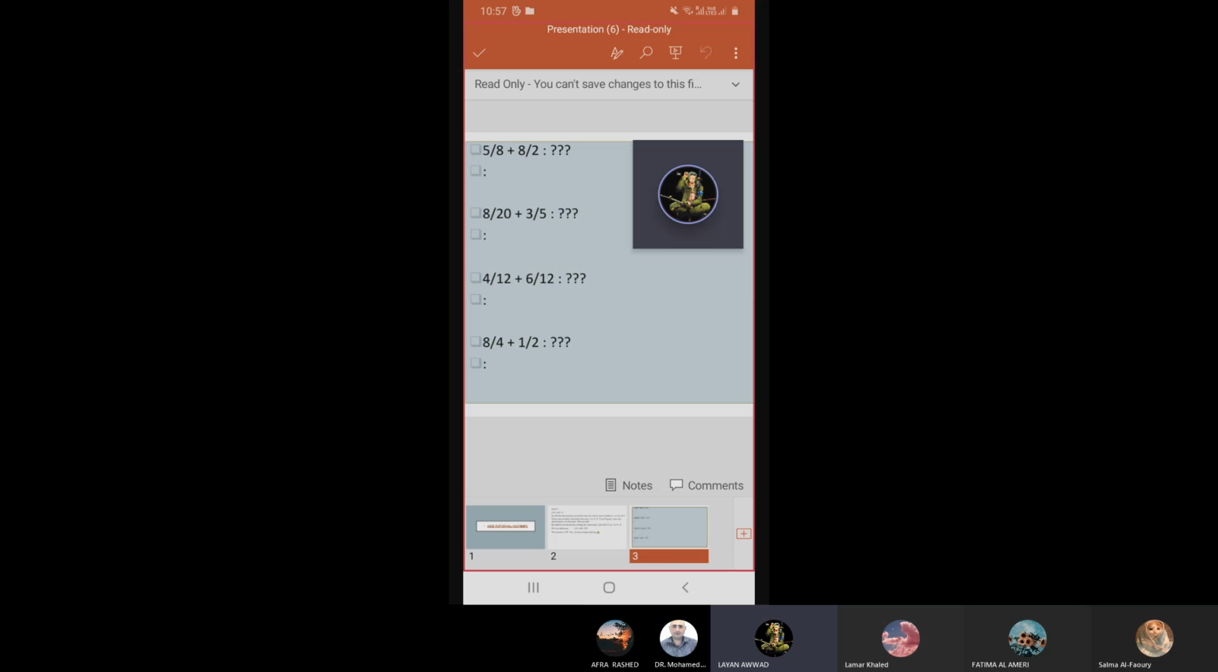Yes, we have 8 over 4 plus half, 1 over 2. And here the denominators are not the same, 4 and 2. So we should make them the same. So 2 times 2 will be 4, and 1 times 2 will be 2. 8 plus 2 will be 10, and 4 plus 4, we will not add because it's a denominator, so the answer will be 10 over 4. And if we simplify, the answer will be 5 over 2. Yes, great. You got it right.